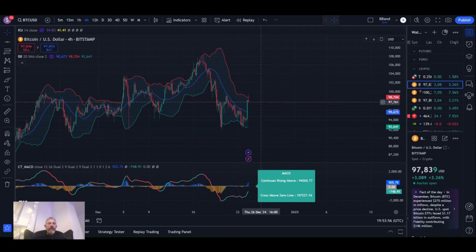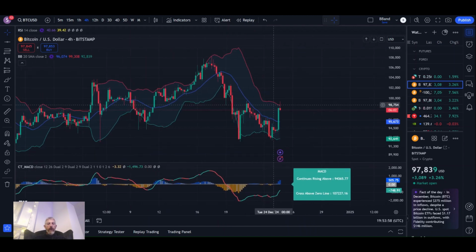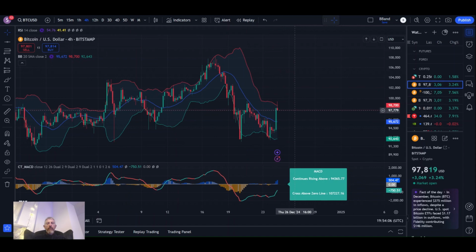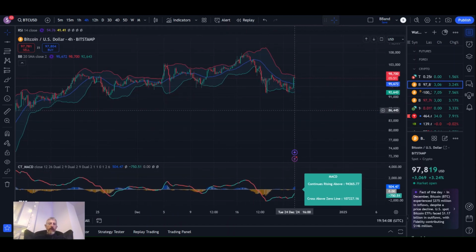It's a fairly good rejection, though, on this 4-hour with just 6 minutes to go, which is starting to make this high and this high look like a bit of a double top. But, whatever.